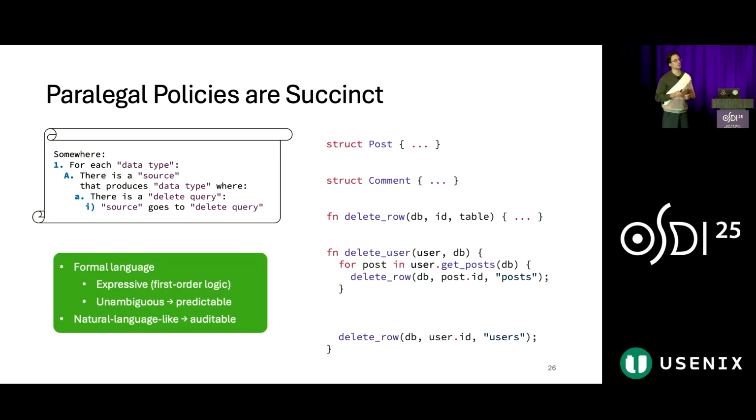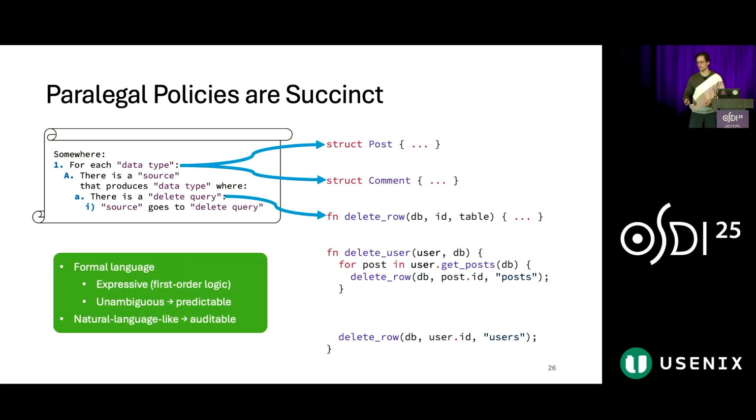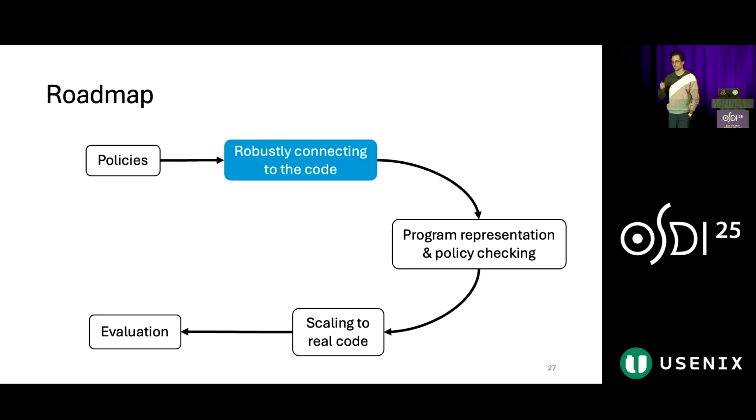Another important way that Paralegal makes it more auditable is by really focusing the policy on its core concern rather than the minutia of the implementation that it's checking. This, however, raises the question, how does this policy actually relate to concrete elements in the source code? So for example, how does it know that data type refers to posts and comments? And here, Paralegal comes up with a new abstraction called markers, which form the interface between policy and application source code.